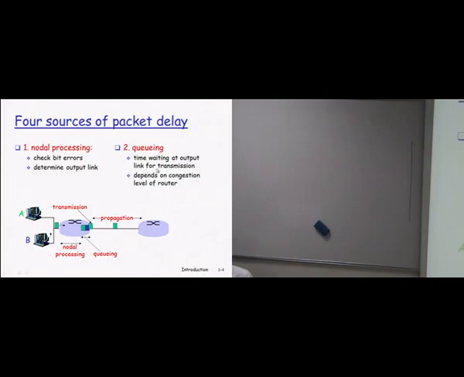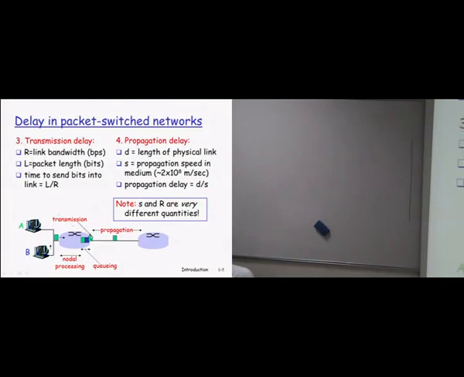Okay, the third type of delay is the transmission delay. This transmission delay depends on R, which is the link bandwidth, definitely measured in bits per second, and L is the packet length, how many bits are there in the packet. And this transmission delay is the time which is required to send bits into the link. It is equivalent to the number of bits in the packet, the length of the packet L, divided by the link bandwidth R in bits per second. Okay, we have done this numerical already, so we are familiar with the transmission delay.